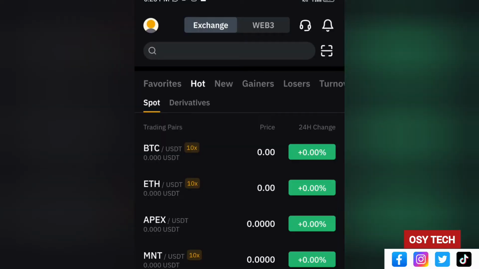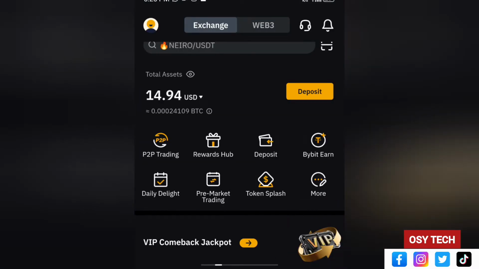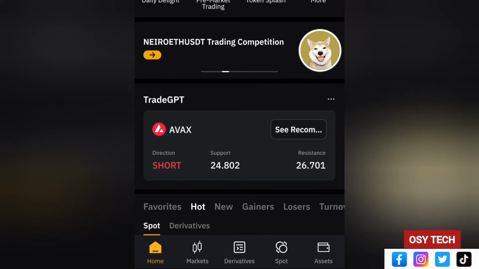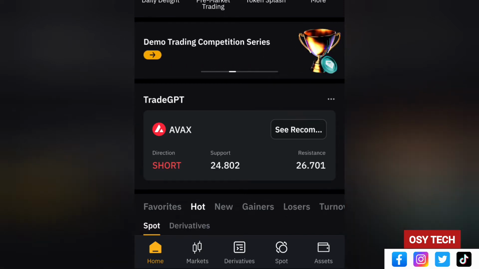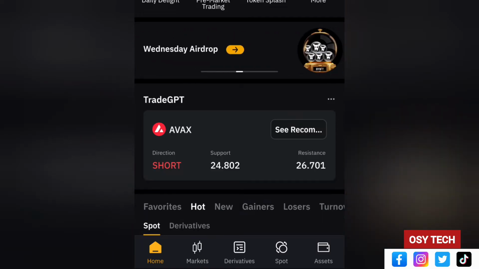Let's go. So open your Bybit or your Binance app and log into your account. So this is how you're going to do it. You look down here, we have the market, derivative, and then we have the spot, and then also assets right here. Tap on the spot.